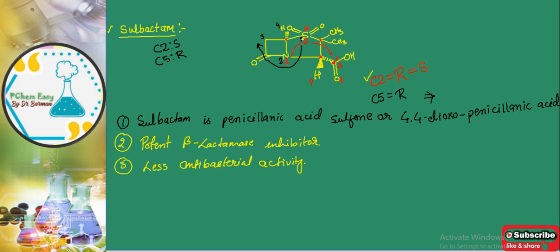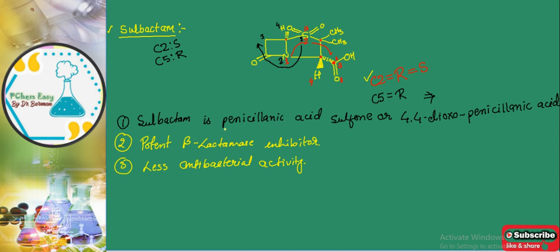Now we have to move 1 to 2, 2 to 3. So it is a clockwise direction, and see the fourth group, the least priority group, it is in dash bond, so nothing to do. If it is R, we will write it R. That's it. So this was the stereochemistry at the C5 position.